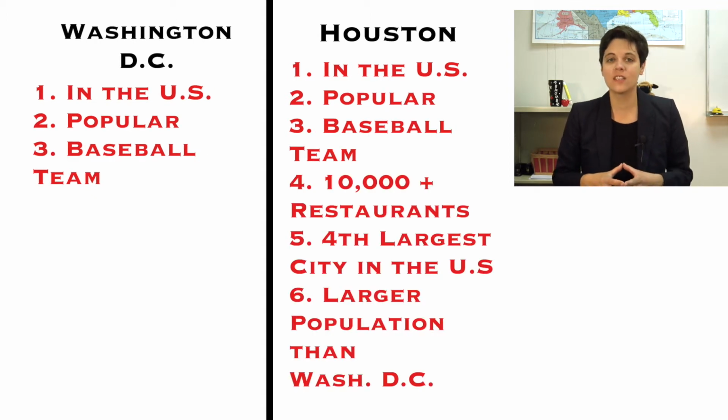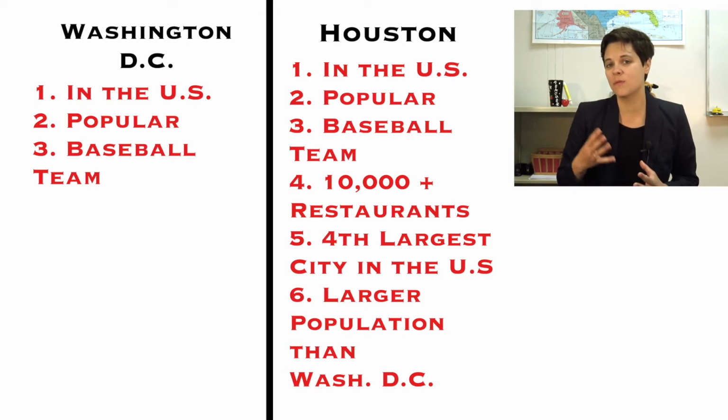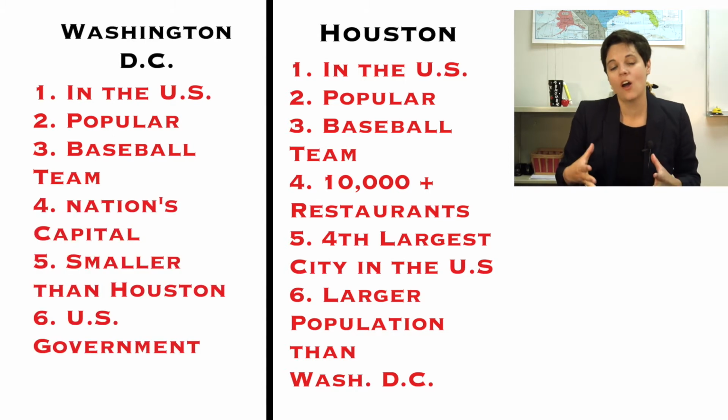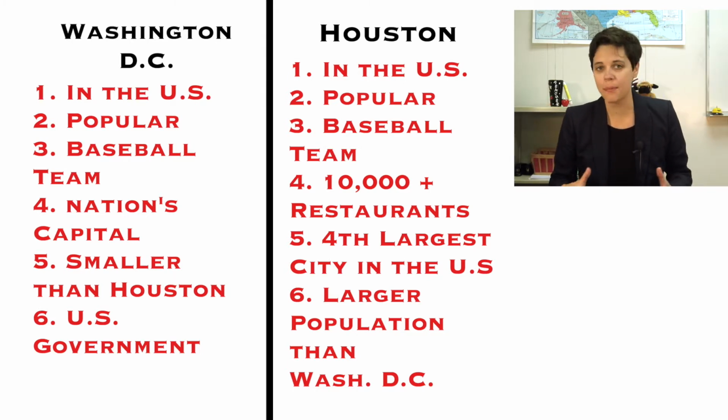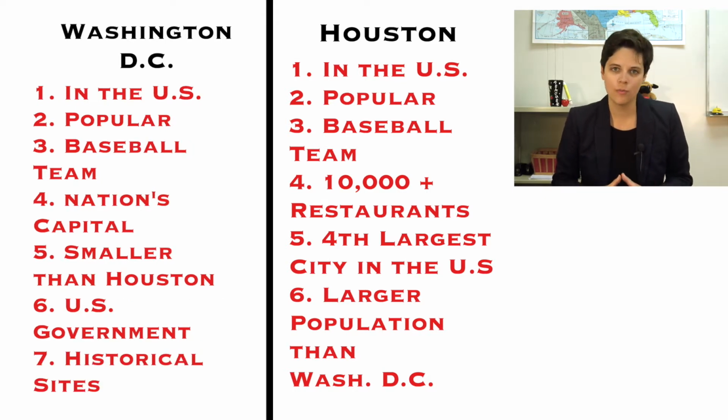You can see that Houston has over 10,000 restaurants. Houston is also the fourth largest city in the United States, and it has a bigger population than Washington, D.C. You can see with Washington, D.C. that it is the nation's capital. It is the capital of the United States. It's smaller than Houston, but it contains the Supreme Court, the White House, the Houses of Congress. What are those? That's the United States government. Another distinct or different aspect of Washington, D.C. is that it has lots of historical monuments and sites and museums to visit.